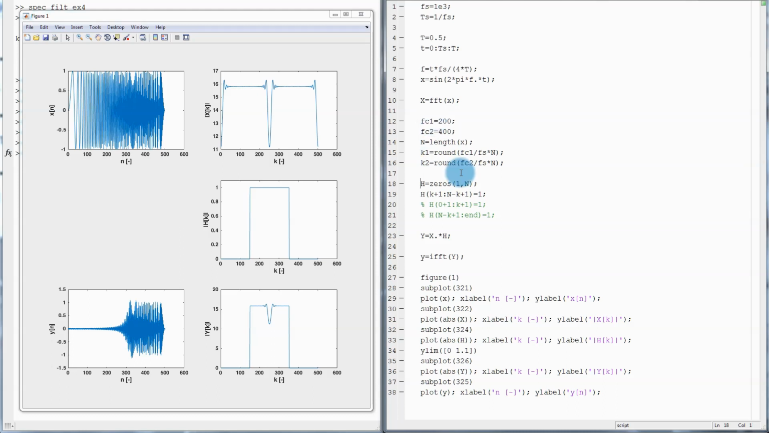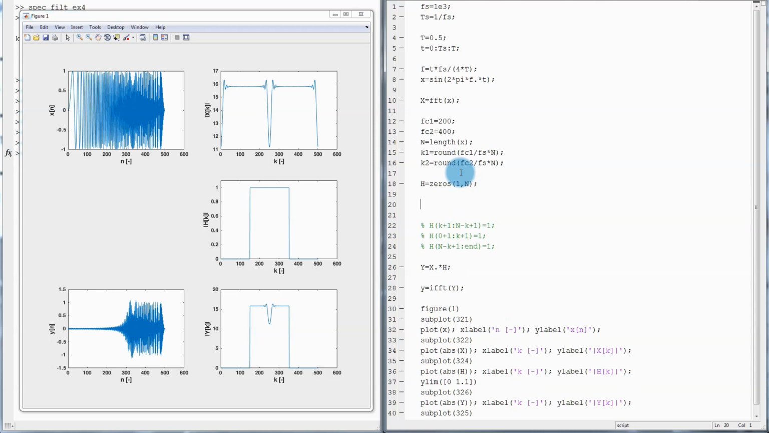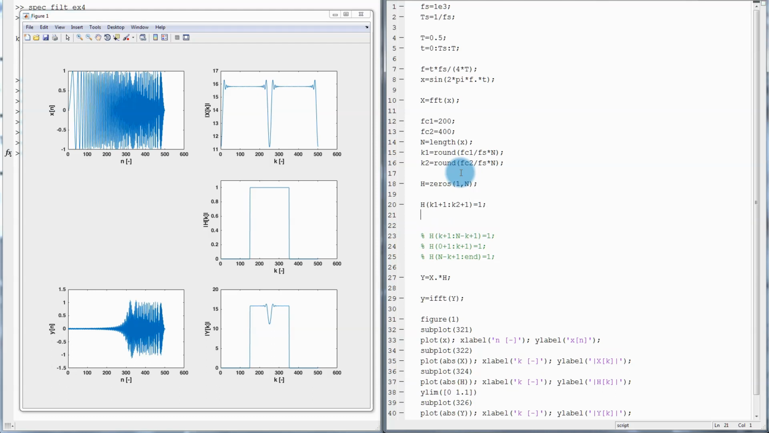I will start with the frequency characteristic full of zeros, so no frequencies are being passed right now, and then I will add that I will be passing the frequencies between the indices k1 and k2. And of course I need to shift everything by 1 because of MATLAB. Now I need to keep symmetry, so I will need to do the same for the right half of the spectrum.